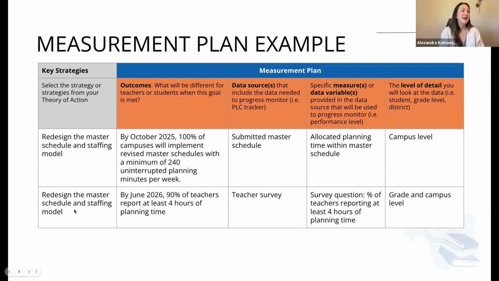The next one is redesigning the master schedule and staffing model. So this outcome is that by June 2026, 90% of teachers report at least 4 hours of planning time. The data source we would pull from is a teacher survey. The specific question was the percent of teachers reporting at least 4 hours of planning time. And for this, we want to look at both the grade and campus level.